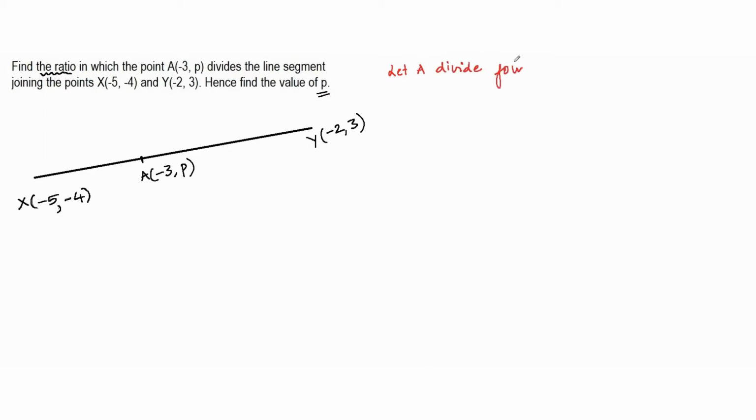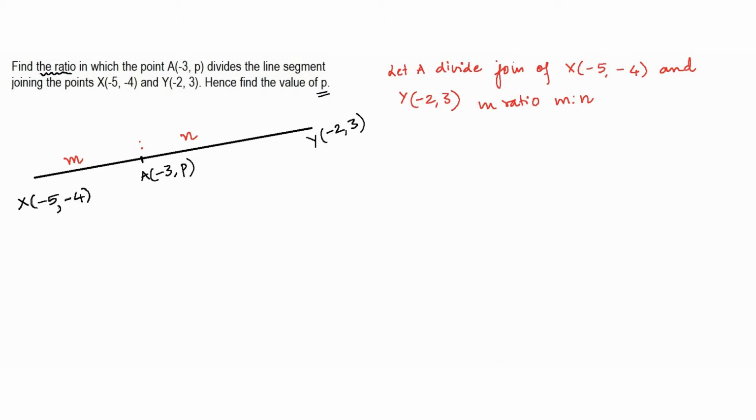the join of X (-5, -4) and Y (-2, 3) in the ratio, say m is to n. That means this particular length AX is going to be m times the common ratio, and the length AY is going to be n times the common ratio. Because X is the first point mentioned, I would take the numerator of the ratio towards X. So that is why this is going to be m is to n.